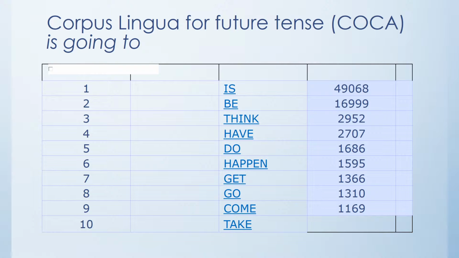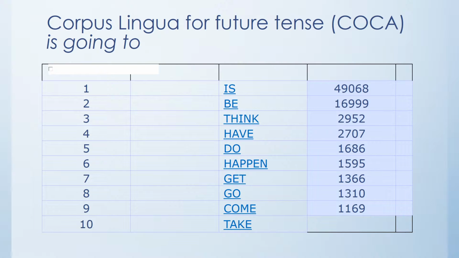I was interested in looking into the corpus linguistics and using the COCA to give me further information on this future tense. And I used that phrase, is going to. And I wanted to see what verb was frequently used with is going to.